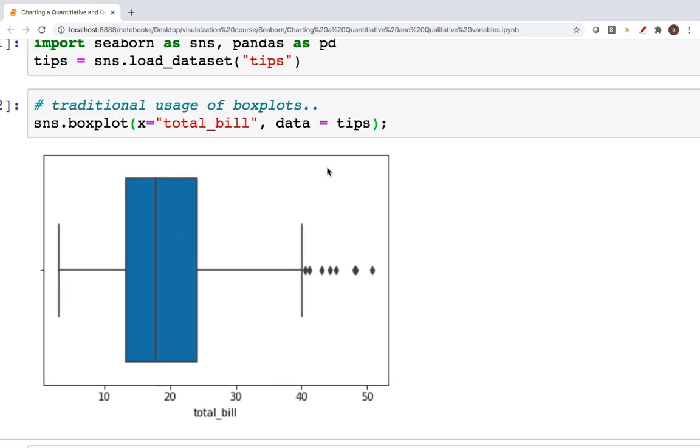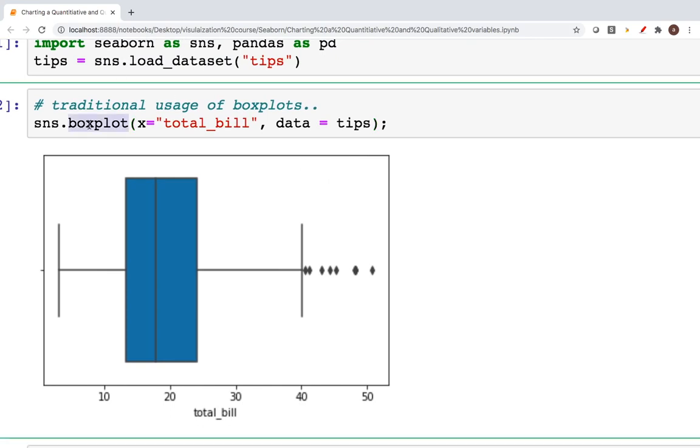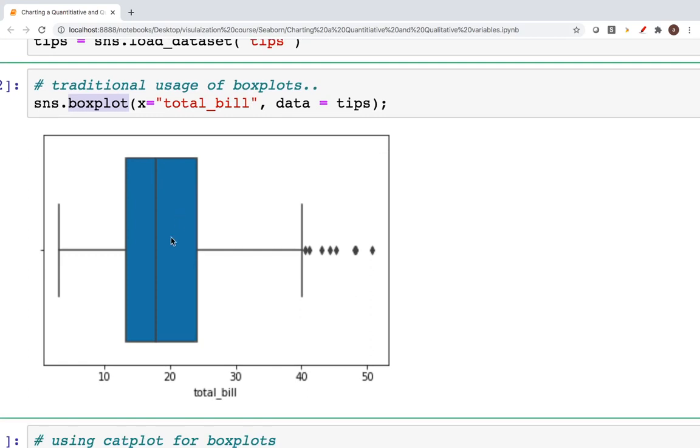Using the Seaborn syntax, we can just use boxplot directly and see what the output is. Just notice we are not using anything for the y-axis, just representing data within the x-axis. The middle line represents the median value. These two ends of the box give us the 25th and the 75th percentile values.